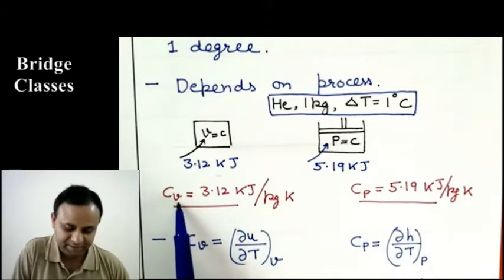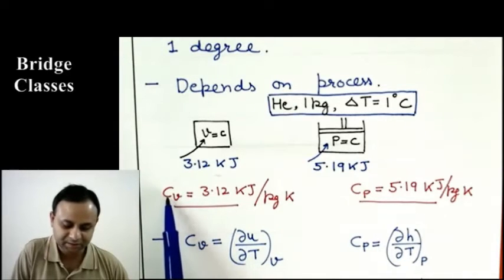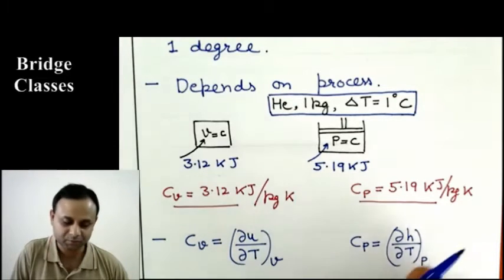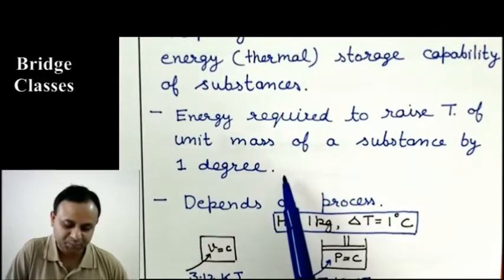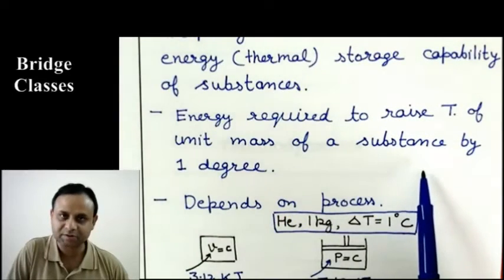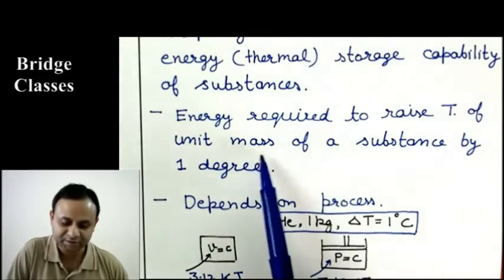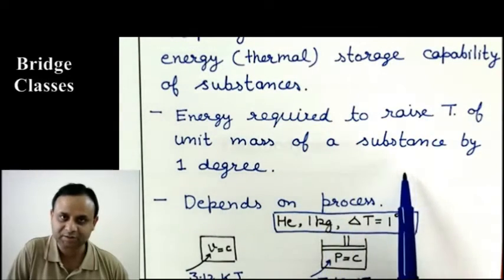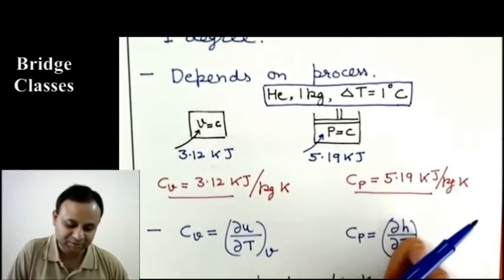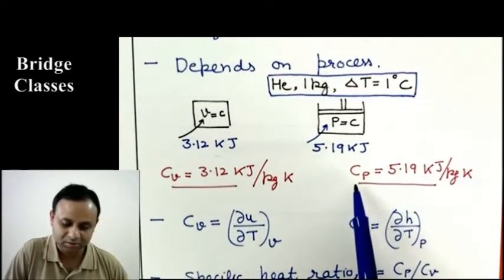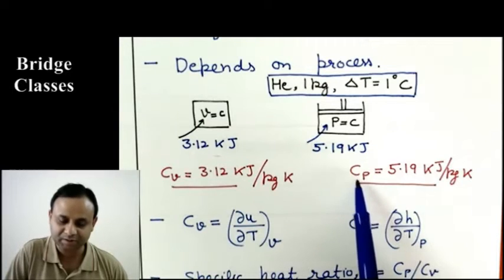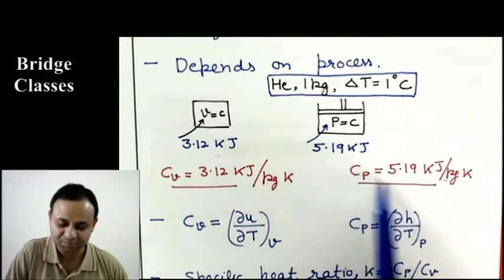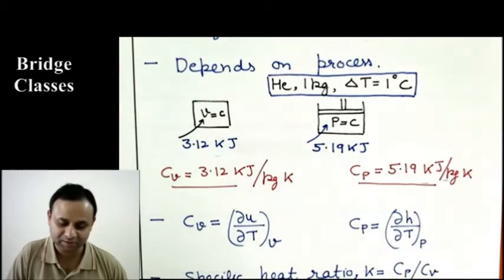We write that as Cv. This is specific heat at constant volume. And if the process is a constant pressure process, we are doing the same thing, increasing the temperature of unit mass by 1 degree, but at constant pressure. Then the specific heat is called specific heat at constant pressure. We indicate that as Cp. So this is specific heat at constant pressure, and this is the number for helium as we considered here.